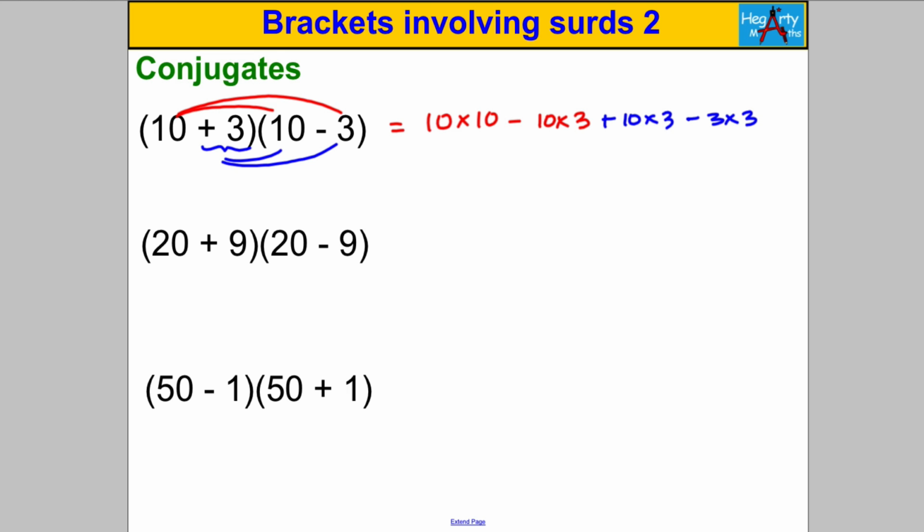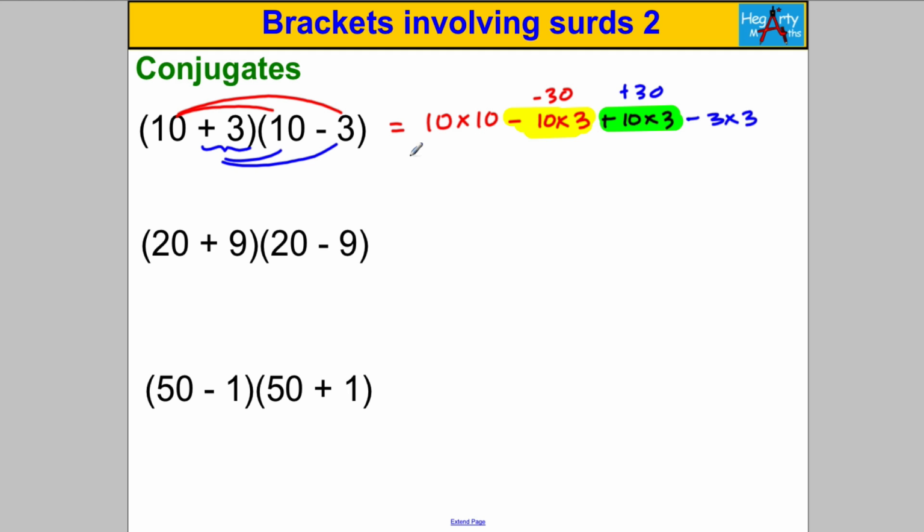Now, I'm trying to show you something that's always going to happen here. You see the negative 10 multiplied by 3, and here we've got the positive 10 multiplied by 3. They clearly are going to cancel each other out. This is going to be negative 30 if we work it out. This is going to be positive 30 if we work it out. And their effect on the overall answer isn't going to change.